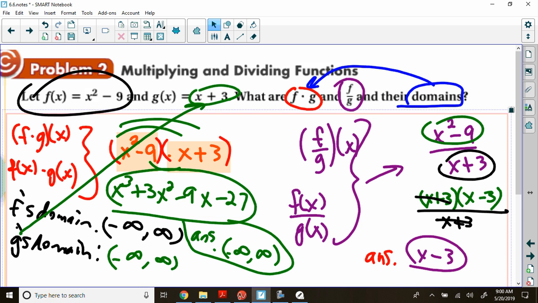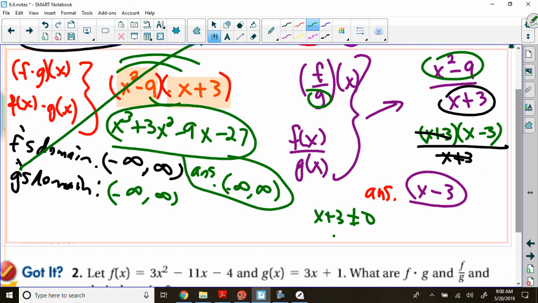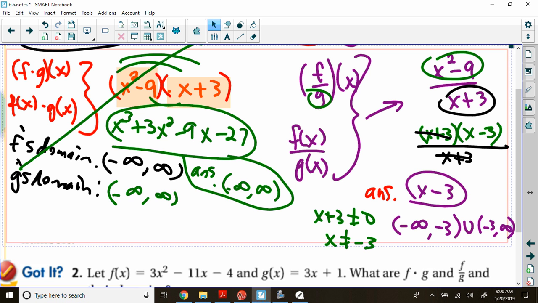When you try to divide by 0. So we're looking at what function we put in the denominator. Here we're putting the function g in the denominator. So g of x, this x plus 3, is not allowed to equal 0. So x is not allowed to equal negative 3. So the domain of this part of it is going to be from negative infinity to negative 3, union negative 3 to infinity. X is not allowed to equal negative 3.